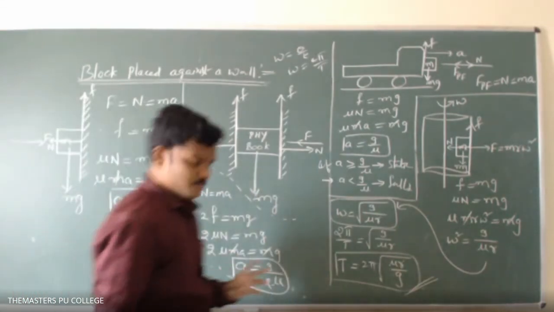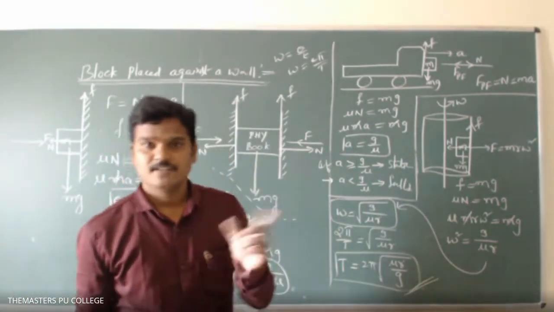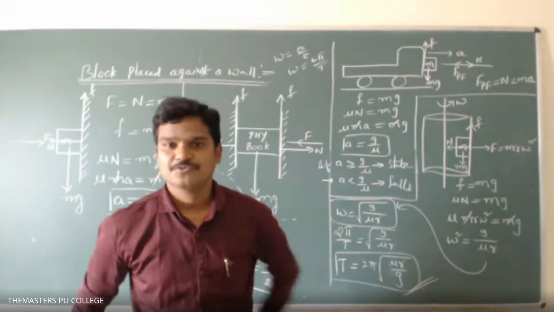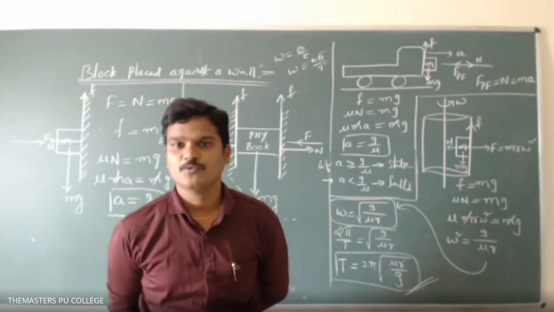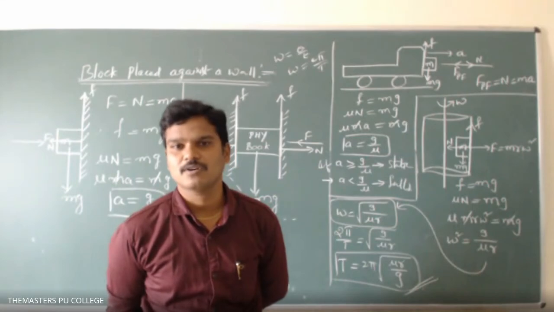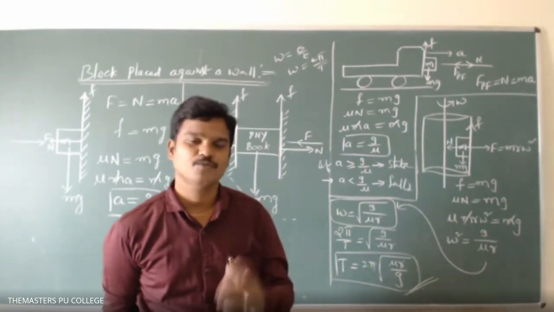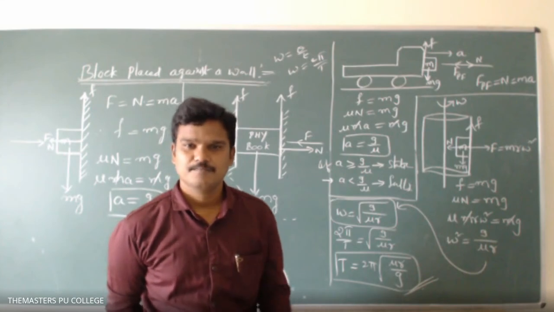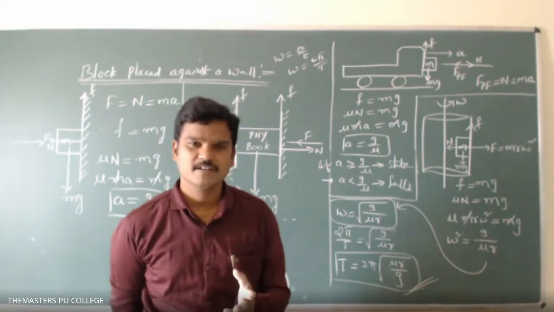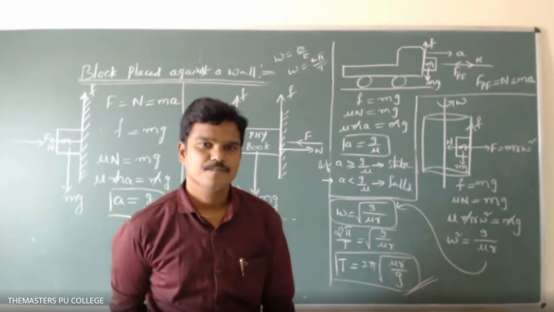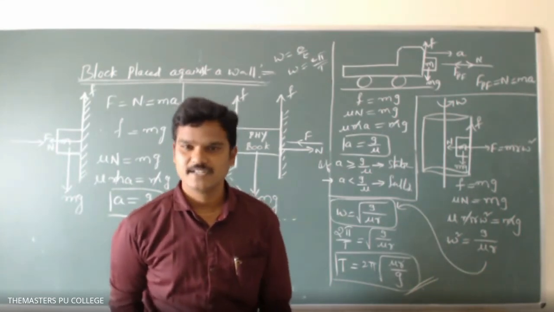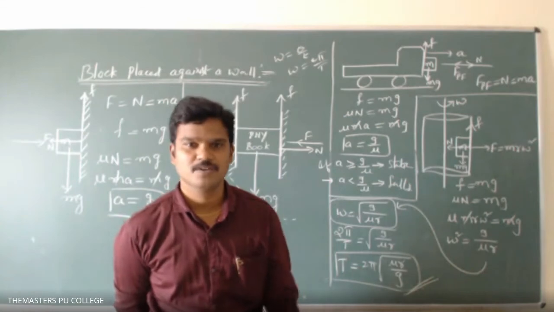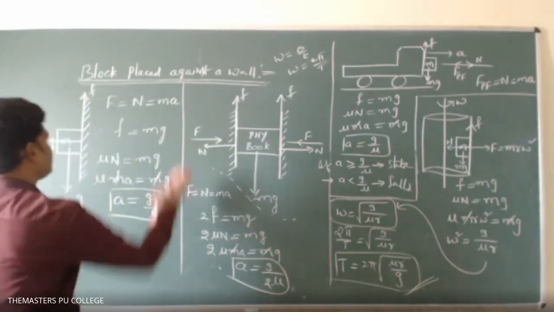If you apply an inclined pulling force, what is the minimum force needed to pull the block? Remember the formula? Mu mg by cos theta plus what? Plus or minus? Minus mu sine theta. If you substitute mu, you will get some formulas. Okay, now let us see one more.